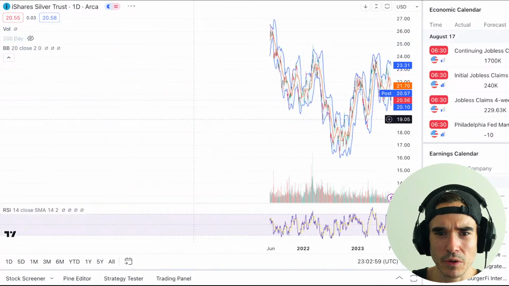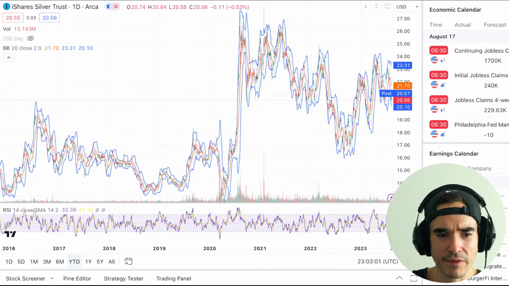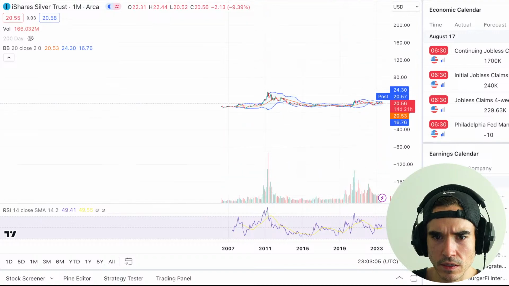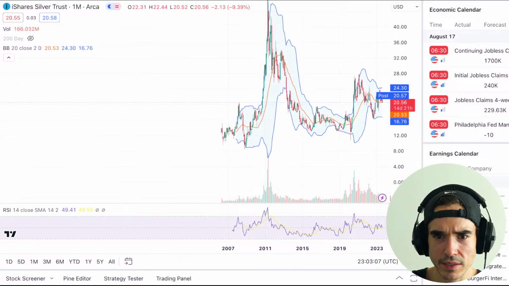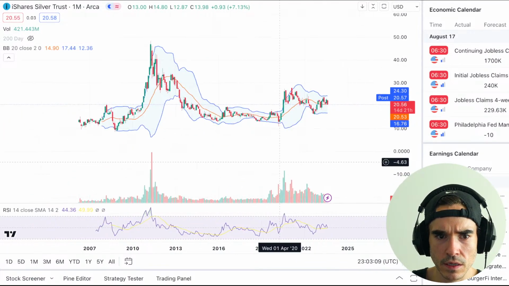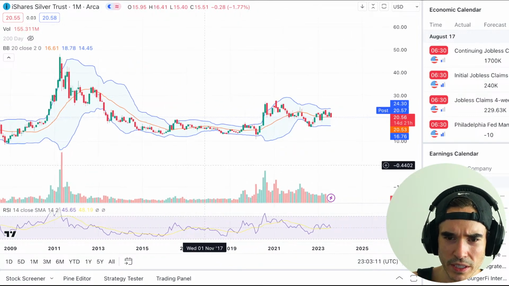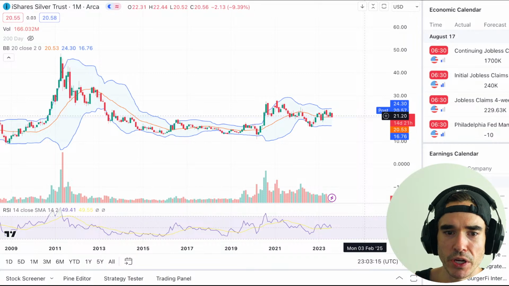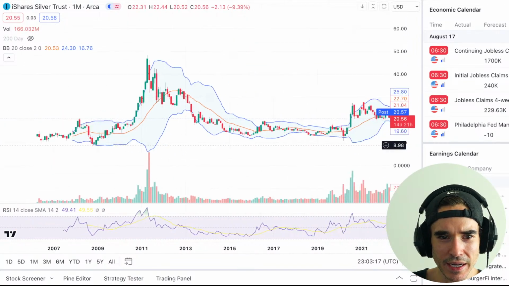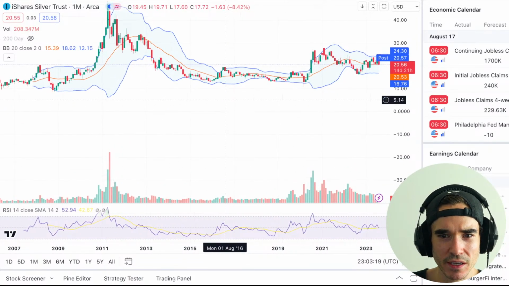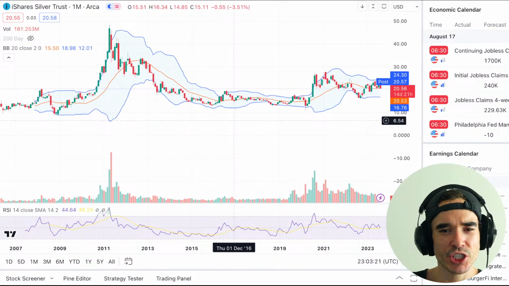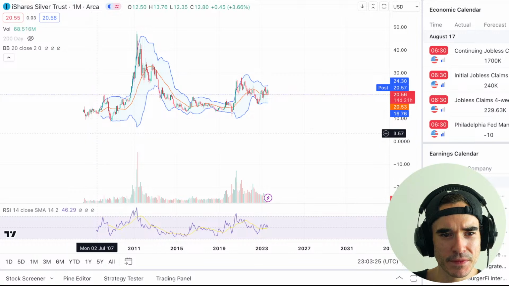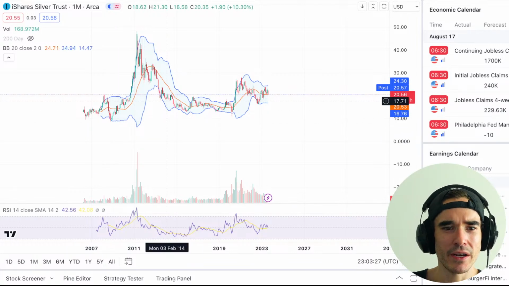Let's see where we are historically. Is that everything? Just give me the whole picture, please. Okay, there we go. Nice. So historically, silver is not at a crazy level actually. This is an interesting shape. I've seen this shape before. When is this? Okay, no, I haven't seen this shape.